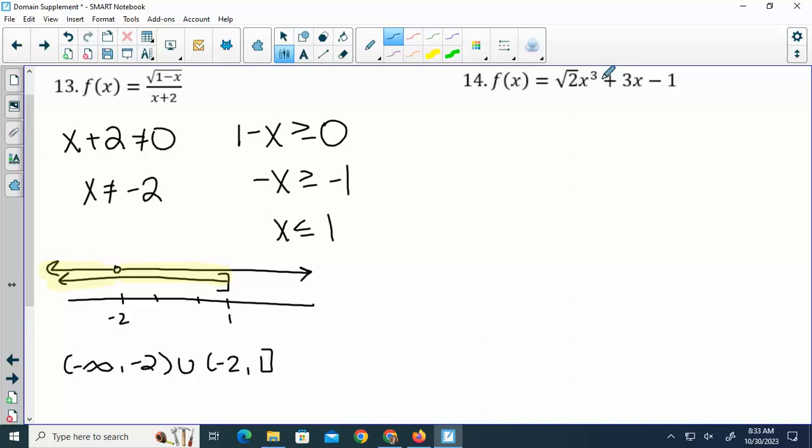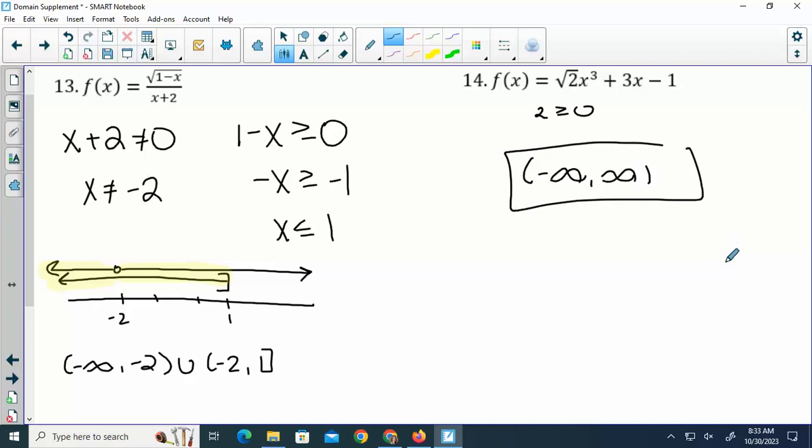Okay, number 14. There's no fraction. We have a radical, but the radicand is just a 2. And isn't that always greater than or equal to 0? So what's your domain? Alright. Last 2 problems.